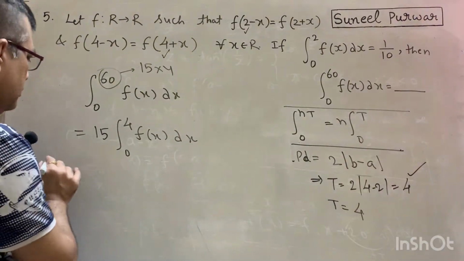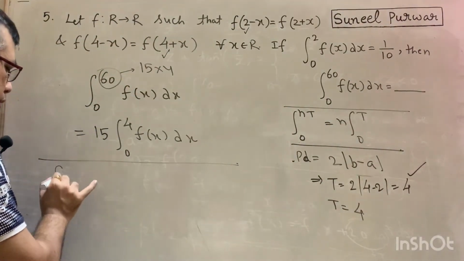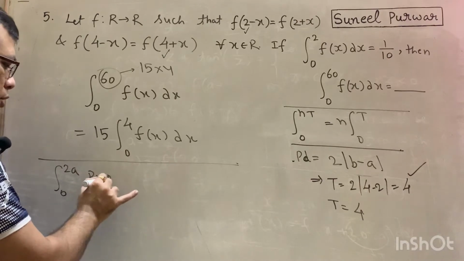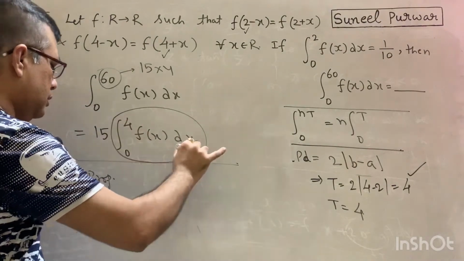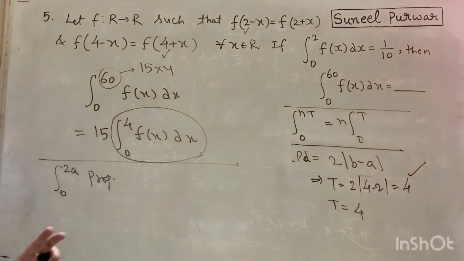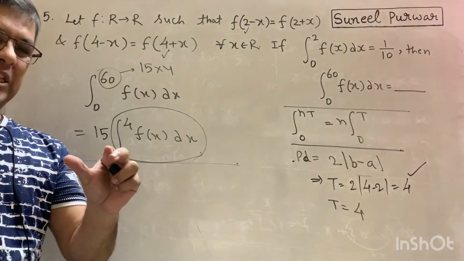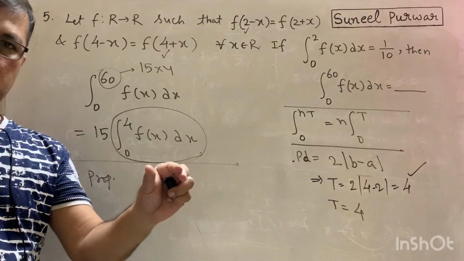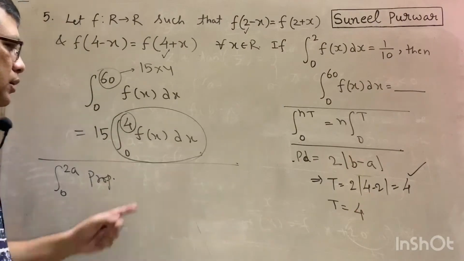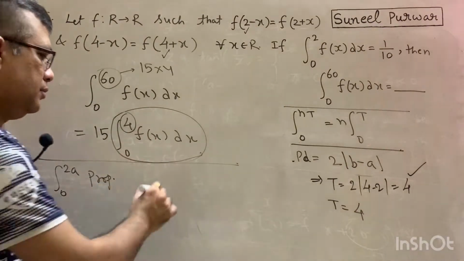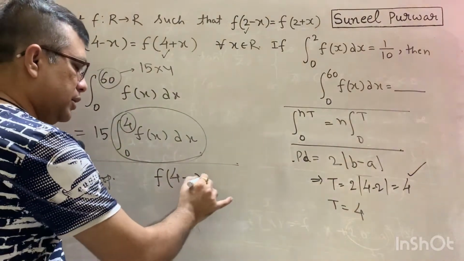Now you see, I am going to apply 0 to 2a property. So concentrate on this integral for applying 0 to 2a property. For 0 to 2a property, you remember we check f of 2a minus x, whether it is equal to f(x) or minus f(x). Okay, so this is your number 2a. So let's check f of 2a minus x. So what is that value? 2a is 4. So f of 2a minus x, let's find out.